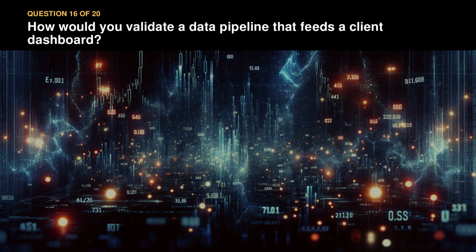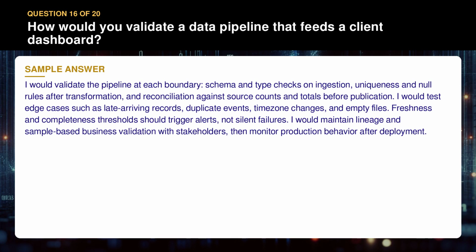Question 16. How would you validate a data pipeline that feeds a client dashboard? I would validate the pipeline at each boundary. Schema and type checks on ingestion, uniqueness and null rules after transformation, and reconciliation against source counts and totals before publication. I would test edge cases such as late arriving records, duplicate events, time zone changes, and empty files.